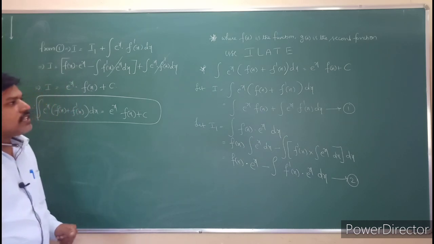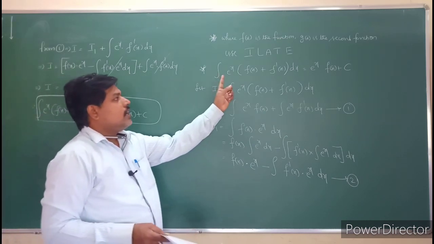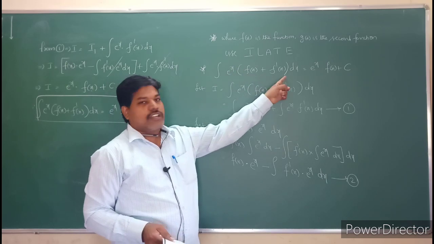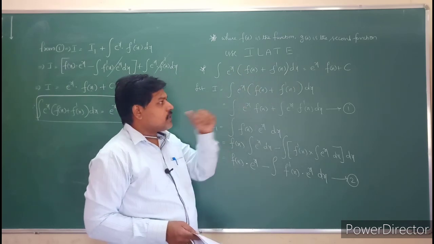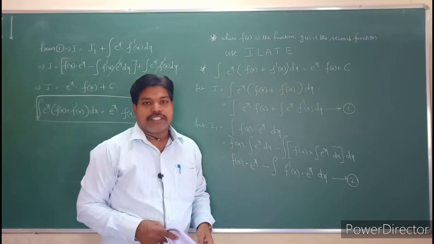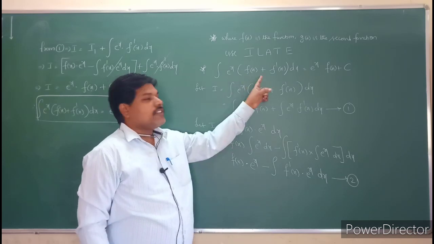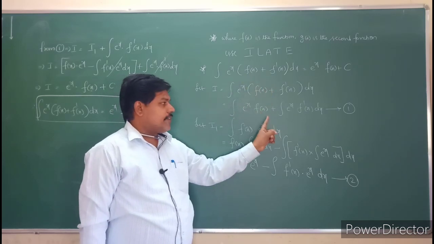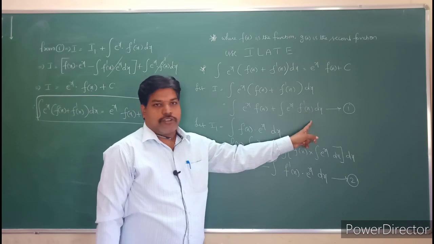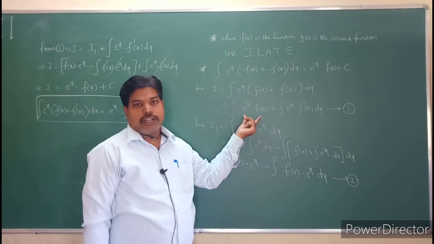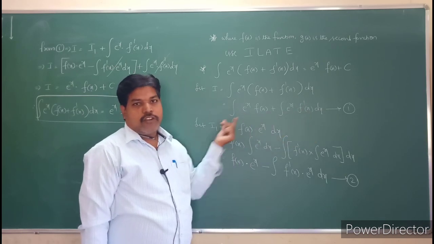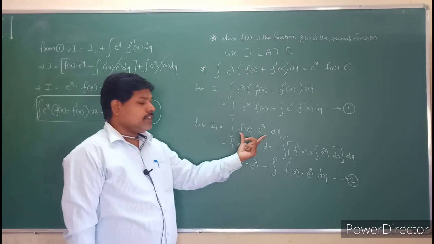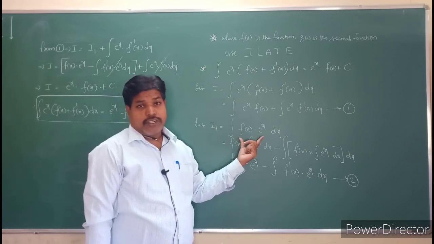Okay. So see that one, students. First, I take the integral of e power x into f of x plus f dash of x into dx, which is equal to e power x into f of x plus c. Just multiply with e power x, it will become e power x into f of x plus e power x into f dash of x. I am simplifying only the first term first. So this value I am taking as I1 and apply integration by parts.